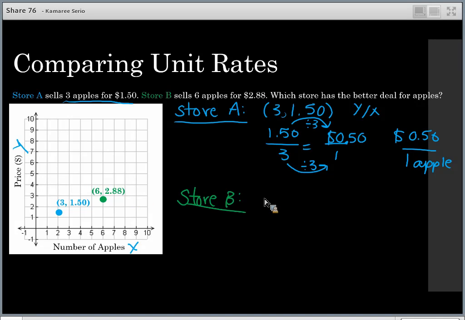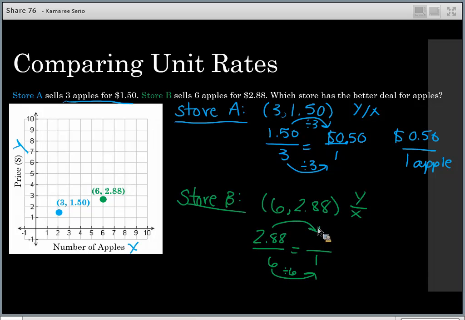All right, store B. So my coordinate pair for store B is 6, 2.88. I need to write this as y over x. Okay, so I have 2.88 over 6. I need to have a 1 in the denominator, so I have my unit rates. So I need to divide top and bottom by 6, because 6 is in my denominator. So 2.88 divided by 6. Here, I get this as 0.48, which means that store B sells each apple for 48 cents.